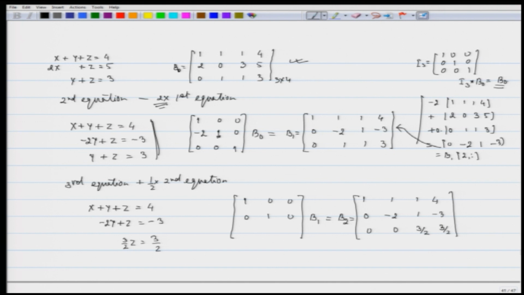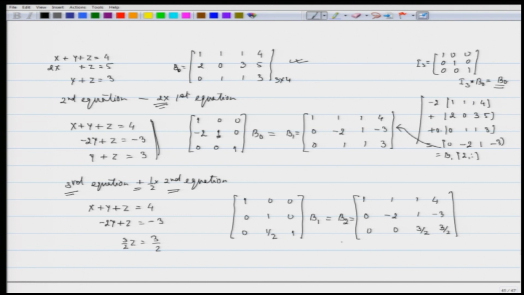Now the third equation is being replaced by the third equation plus half times the second equation. So I am not playing with the first row, so it remains 0 here. We are looking at only the third equation plus half times the second equation. So the second equation is being multiplied by half. I just write half here because I am adding it, so there is a plus sign here.